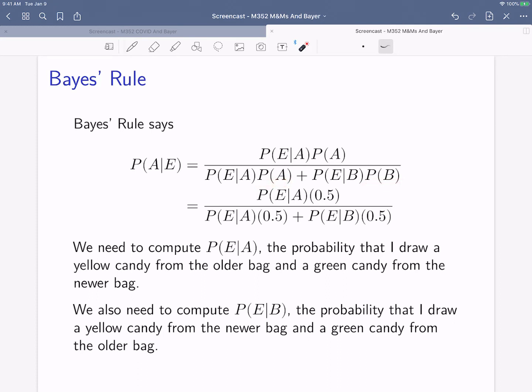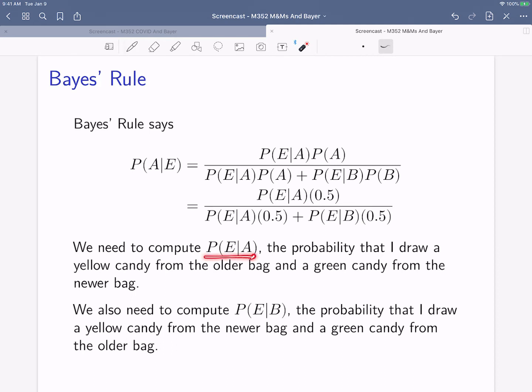So what's the probability our event occurred under the first hypothesis? And what's the probability our event occurred under the second hypothesis? We know the hypotheses are equally likely, so that allows us to fill in these probabilities, which I've done here. To complete the computation, we need to calculate this and this.